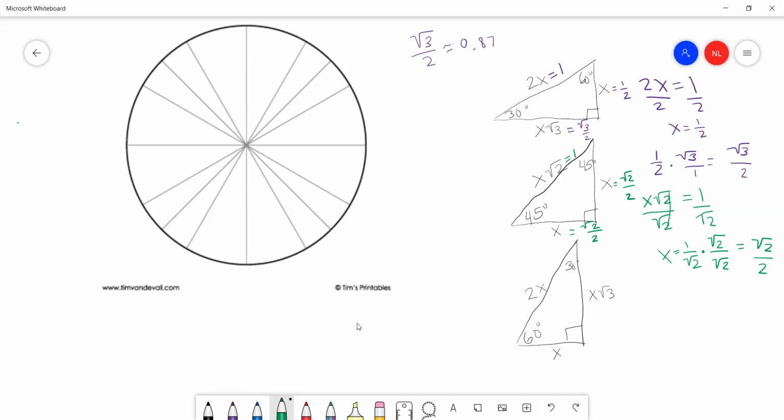And again, if I wanted to double check that, I know that rad 2 over 2 is my side length. So if I take my side length and multiply it by rad 2, I should get 1. Let's see if I do. Rad 2 over 2 times rad 2 over 1. And I can draw my little invisible 1. So we do rad 2 times rad 2 is 2. 2 times 1 is 2. And that equals 1. So if I multiply my side length by rad 2, I do get 1.